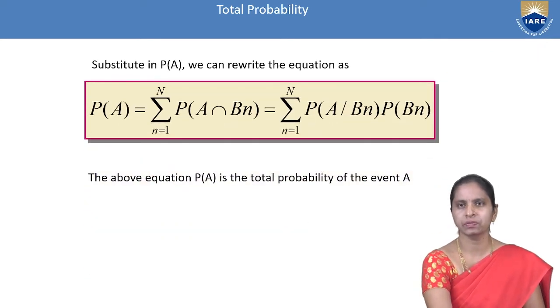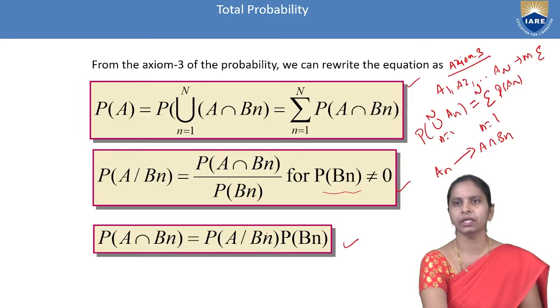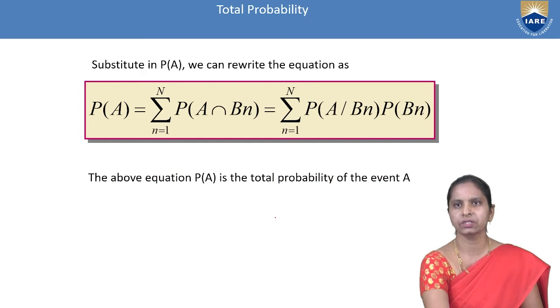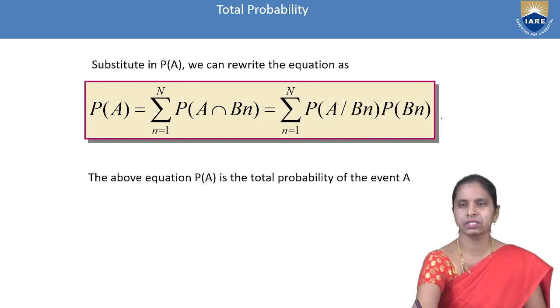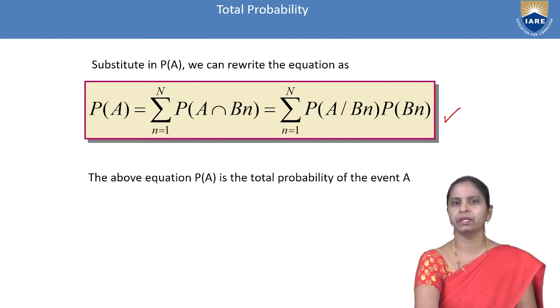See here. So, what is P of A equal to? Sigma n equals 1 to n, P of A intersection Bn. Now, replace this P of A intersection Bn by what you have seen in the previous case, P of A by Bn into P of Bn. So, what you are getting here is sigma P of A by Bn into P of Bn. This is called the total probability of an event A.